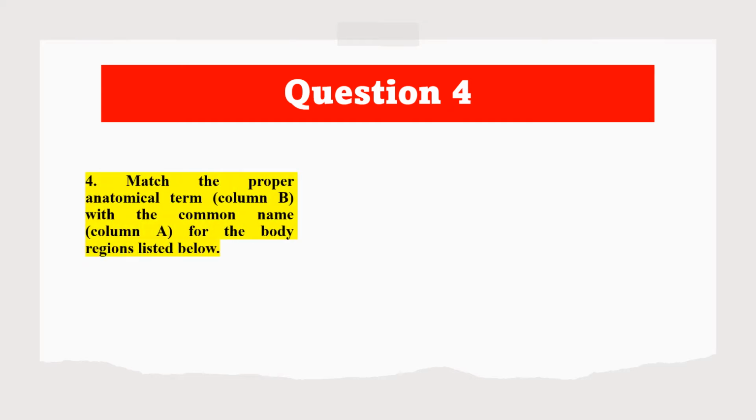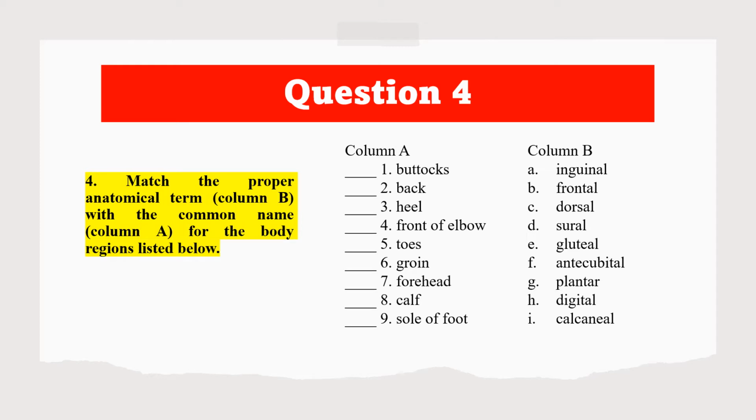Question number 4. Match the proper anatomical term from column B with the common name in column A for the body regions listed below. Column A, number 1 is buttocks. Buttocks are gluteal, back is dorsal, heels are calcaneal, front of the elbow is antecubital, toes are digital, groin is inguinal, forehead is frontal, calf is sural, and the sole of the foot is plantar. So these are all the anatomical terms and how each body part is related to its anatomical region.